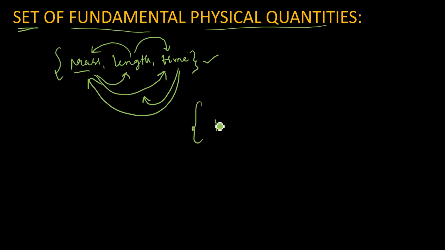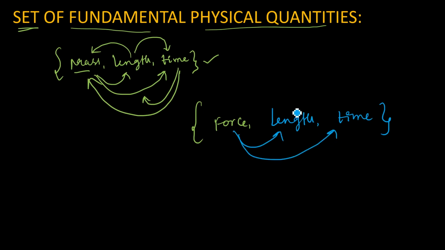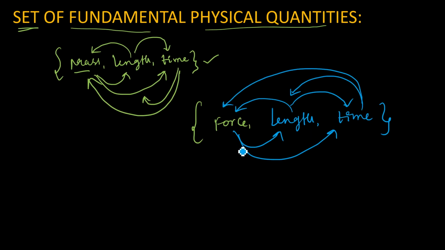One more example I will also give: force, length, and time. Force cannot be derived from length or time, length cannot be derived from force or time, and time cannot be derived from length or force. Like this, if any one quantity cannot be derived from the remaining physical quantities, then the set is called a set of fundamental physical quantities, right? Yes, so you got the answer.